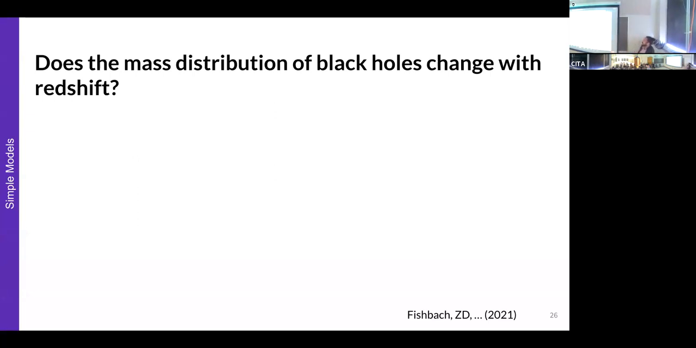One of the questions that we wanted to ask was, does the mass distribution of black holes change with redshift? Which is a sort of natural question to ask. The composition of the universe has changed over time. The number of stars, the mass of the stars, the metallicity, all of these things have changed over cosmic time. And you would think that that should leave some imprint in the black hole mass distribution over redshift.